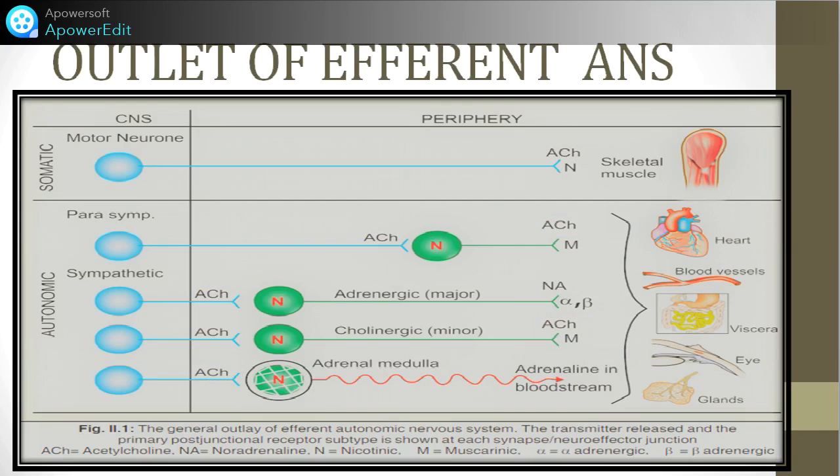First we will see about the parasympathetic nervous system. In parasympathetic nervous system, the neurotransmitter released at postganglionic fiber is acetylcholine. While in sympathetic system, at most of the postganglionic fibers, these postganglionic fibers release neurotransmitter noradrenaline. In some cases, it also releases acetylcholine, adrenaline, dopamine.